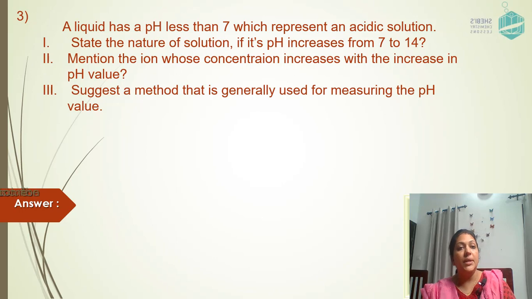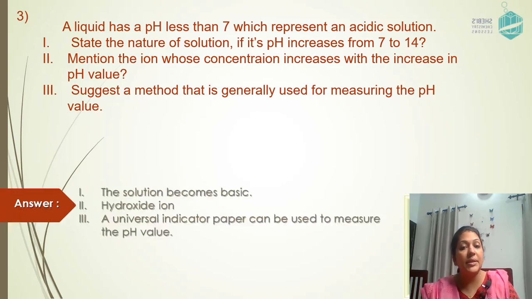Here's a question. A liquid has a pH less than 7, which represents an acidic solution. State the nature of the solution if its pH increases from 7 to 14. So what will happen if the pH increases from 7 to 14? The solution becomes basic, right? Then mention the ion whose concentration increases with the increase of pH value.